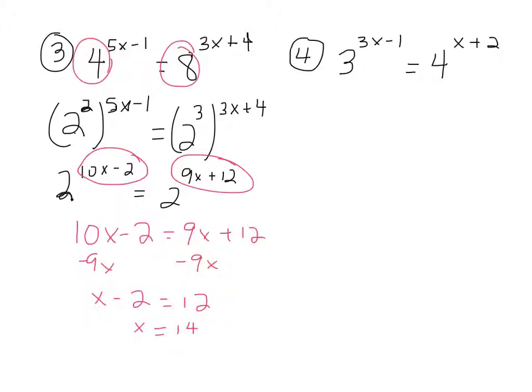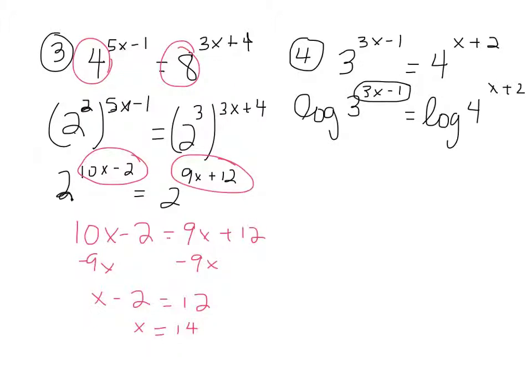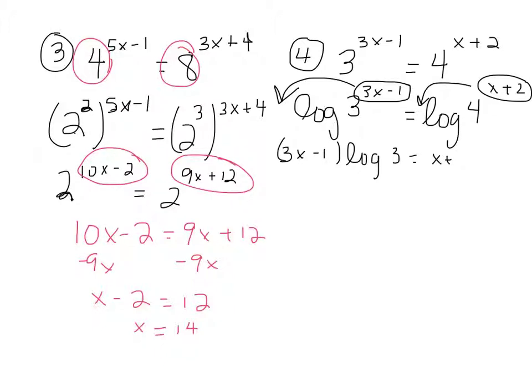In order to solve it, you could try to switch forms, or you could just take the log of both sides. The reason we have logarithms is because there's a really cool rule with logarithms. If you remember from class, it allows you to pull powers to the front. So I'm going to have 3x minus 1 times log of 3 is equal to x plus 2 times log of 4.